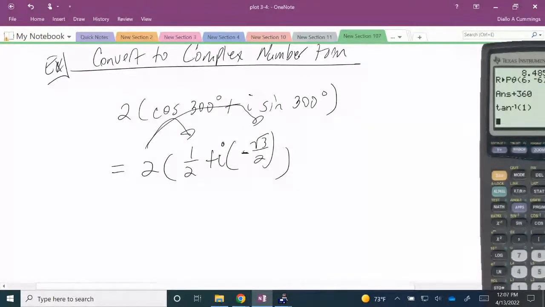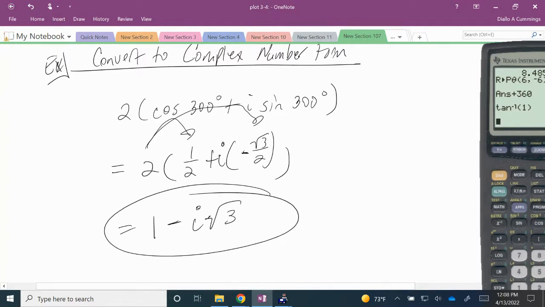So now we're going to distribute. So 2 times 1/2 is 1 minus i times the square root of 3. All right, so we have converted trig form to rectangular form.